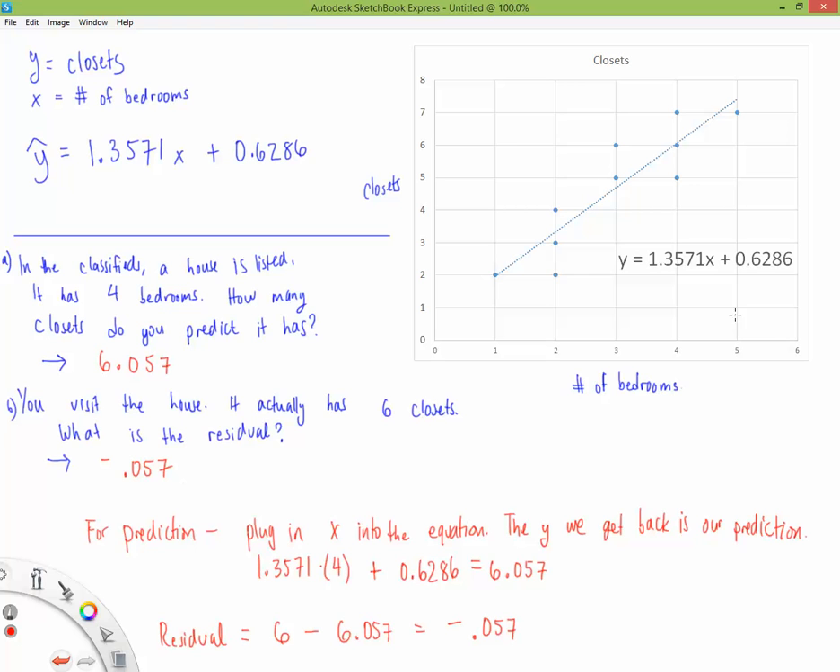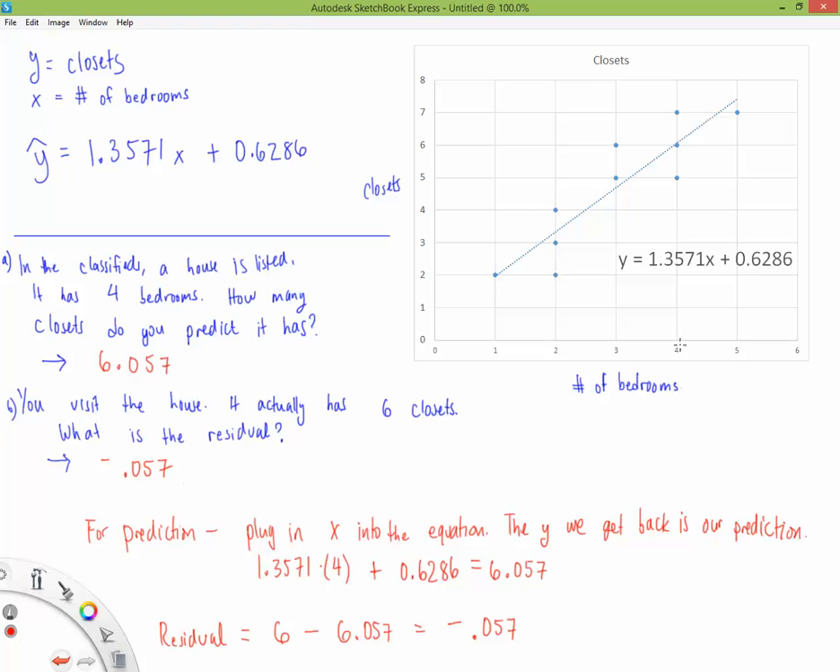So this is what we say: things that are, quote, typical are the ones that are close to the line, and things that we might consider unusual are data points that are far away from the line. So if you found a house with 4 bedrooms and it had 0 closets, you would say that's unusual, okay?